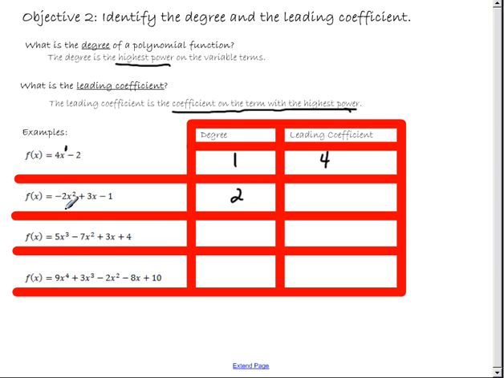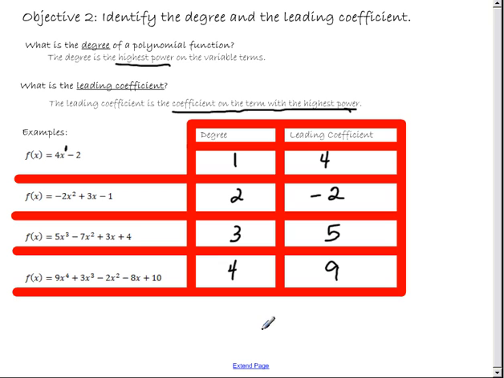And the leading coefficient is the coefficient of that term, which is negative 2. For 5x cubed minus 7x squared plus 3x plus 4, the degree is 3, right? And its coefficient is 5, so that is the leading coefficient. For 9x to the 4th plus 3x cubed minus 2x squared minus 8x plus 10, the degree is the highest power, which is 4, and its coefficient is 9.